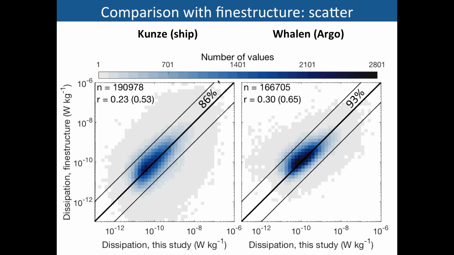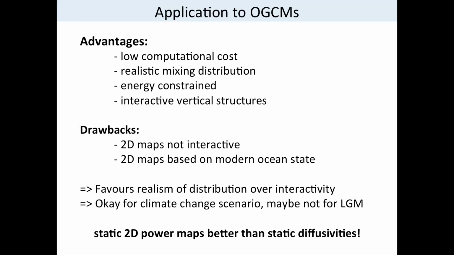So we did this comparison, and again, the scatter plots show that we have a good correlation across at least 4 orders of magnitude, with almost 90% of the data agreeing within a factor of 10. So we're reasonably confident that we are producing realistic distributions of mixing. So the next step then is to apply this parameterization in an ocean general circulation model.